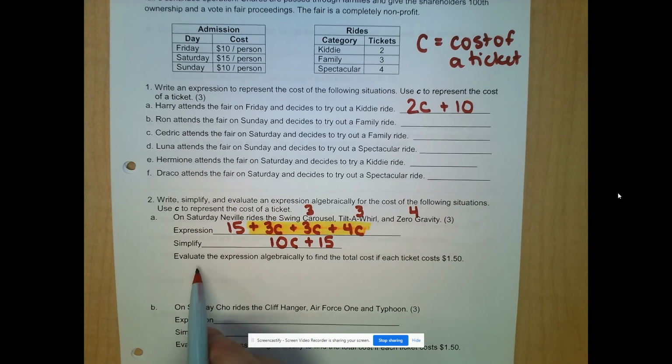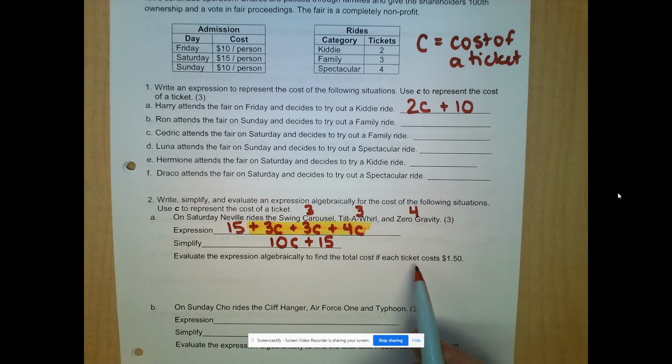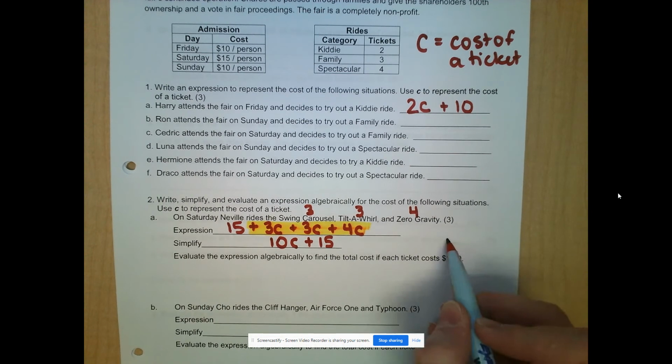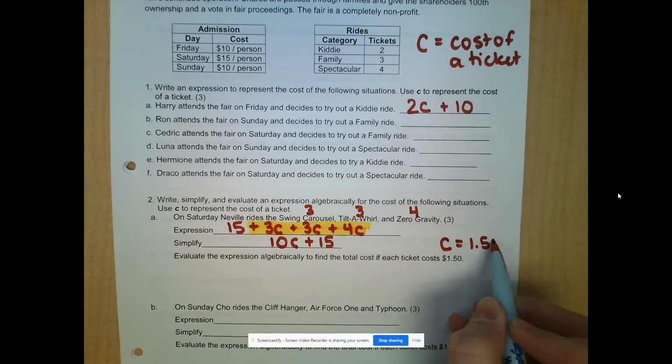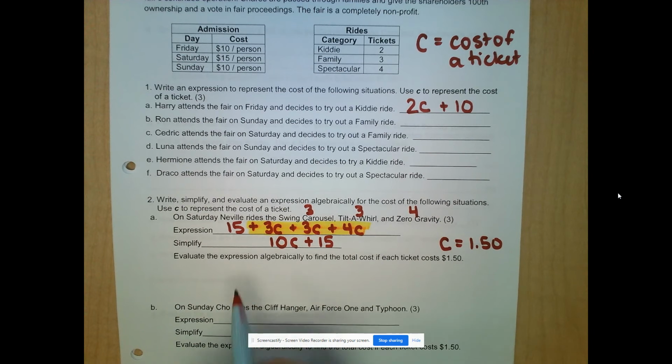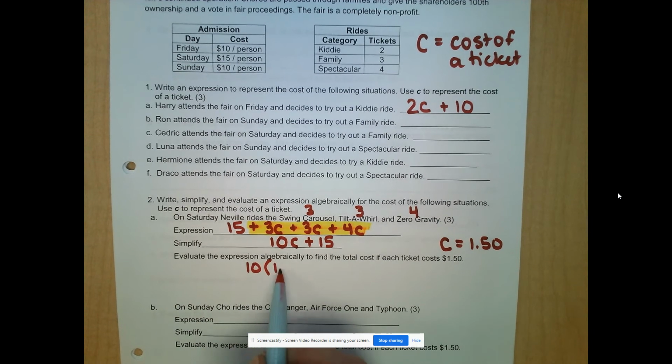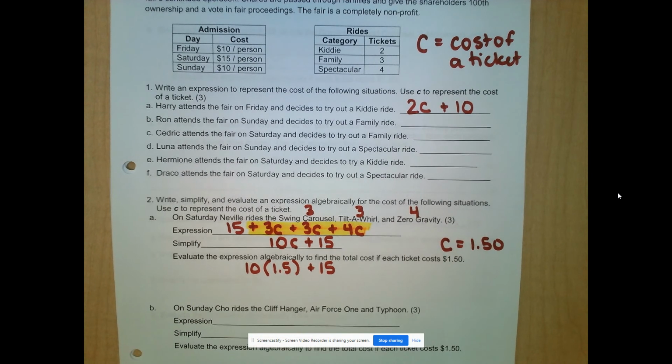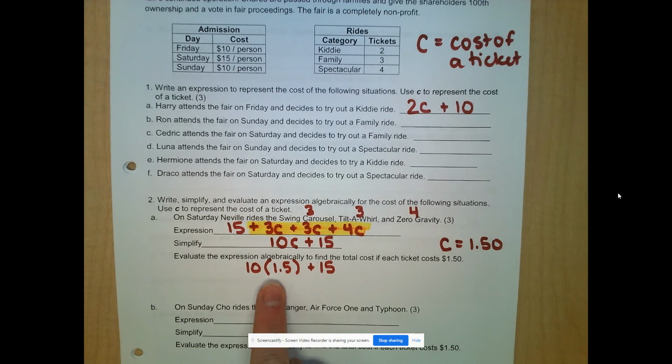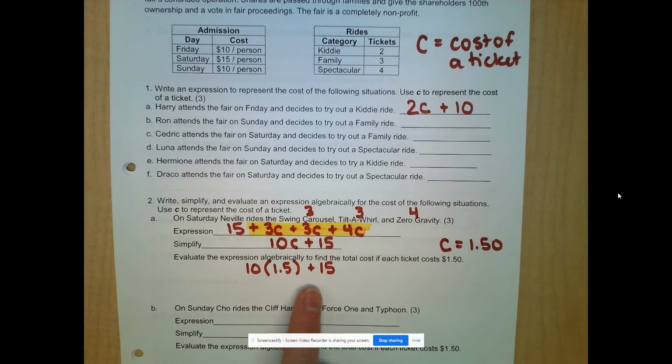Now it says to evaluate the expression, find the total cost if each ticket costs $1.50. So now we know that C equals $1.50. In order to evaluate that, I'm asking you to multiply 10 times the cost of a ticket plus $15. Now remember, multiplication comes before addition. I do want to see each step. So the result of the multiplication would go right underneath, then plus the $15. And on the third line would be the answer. How many dollars for Neville to get in on a Saturday, ride the swing carousel, the tilt-a-whirl, and zero gravity?